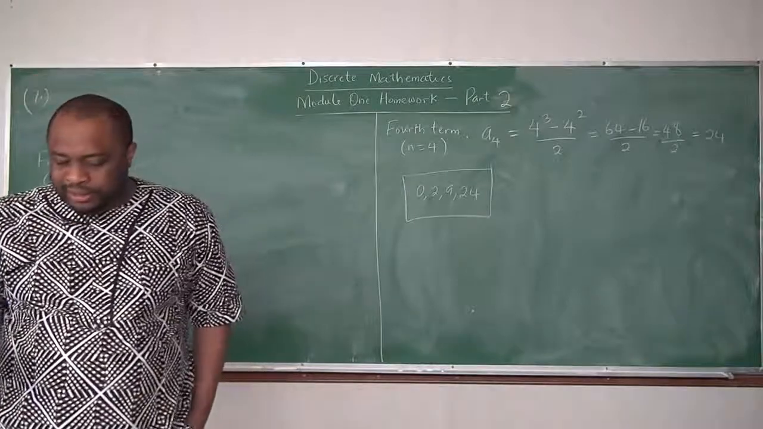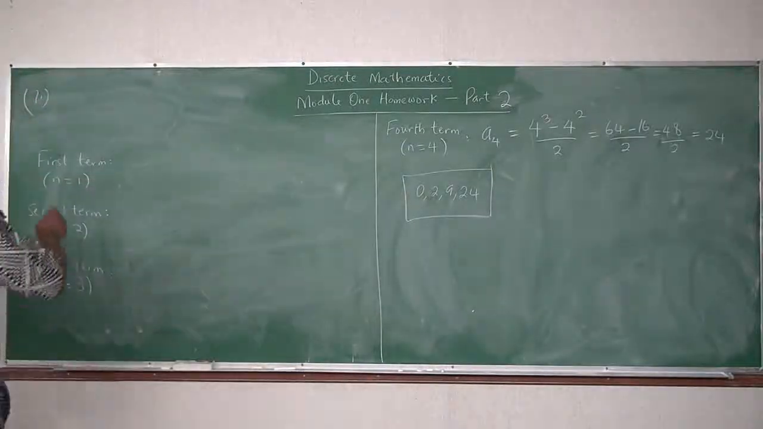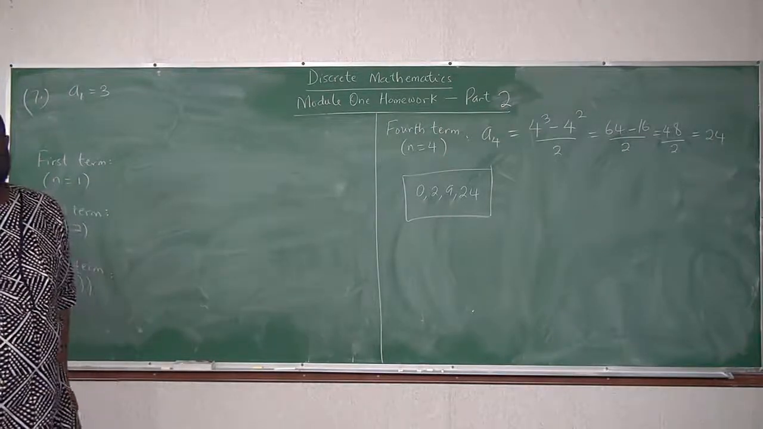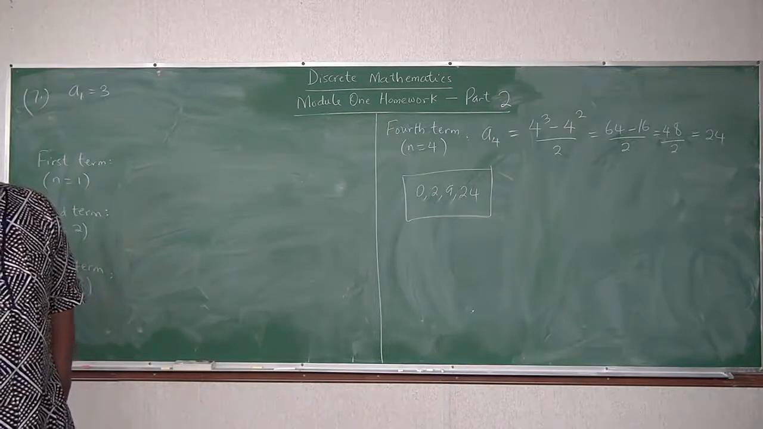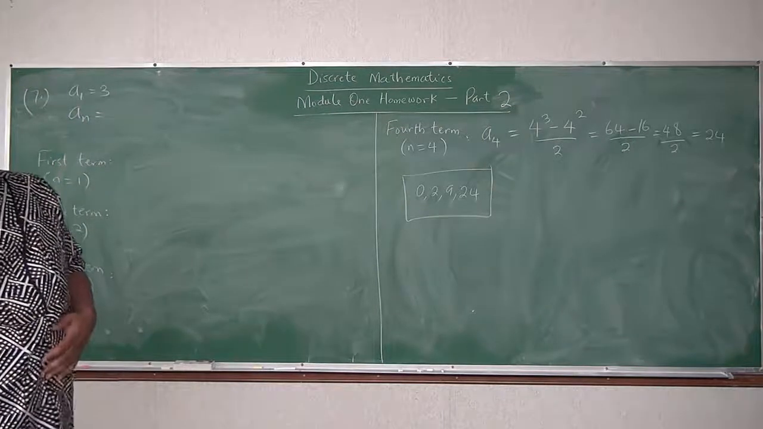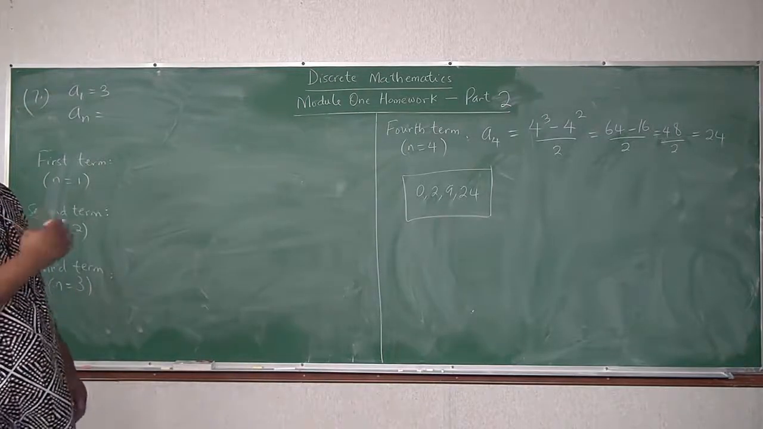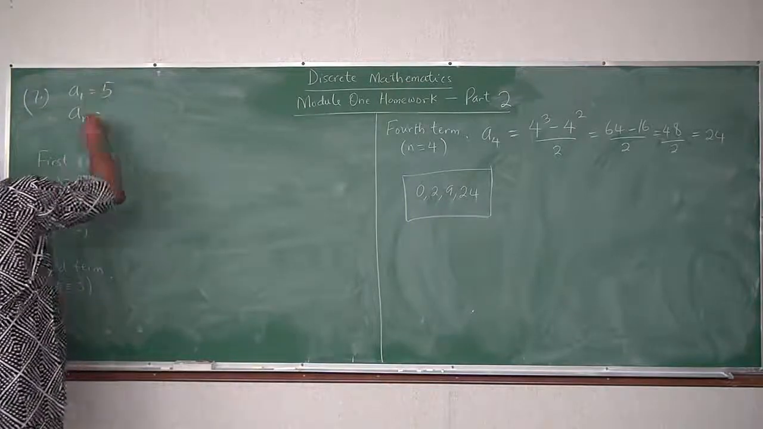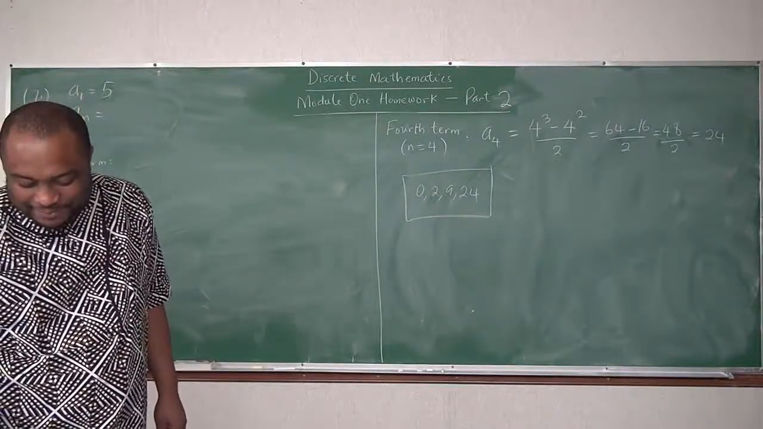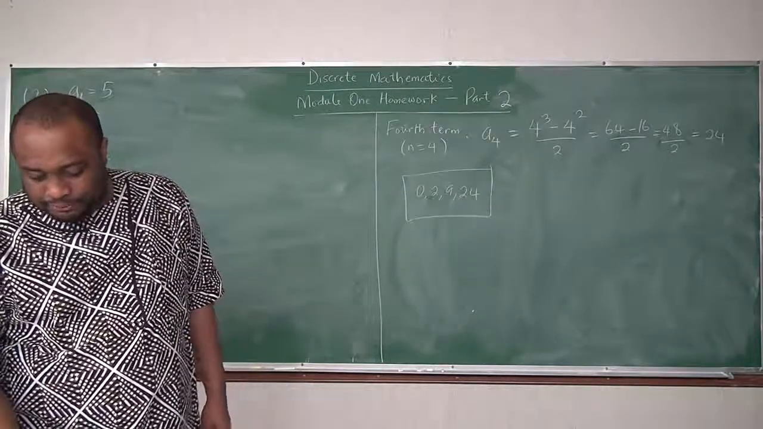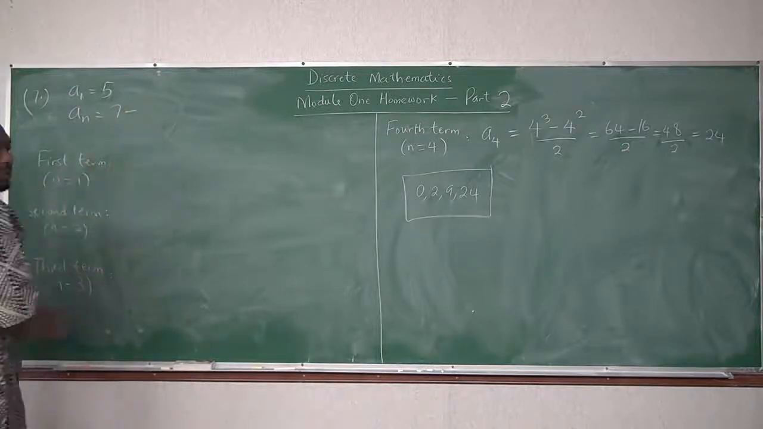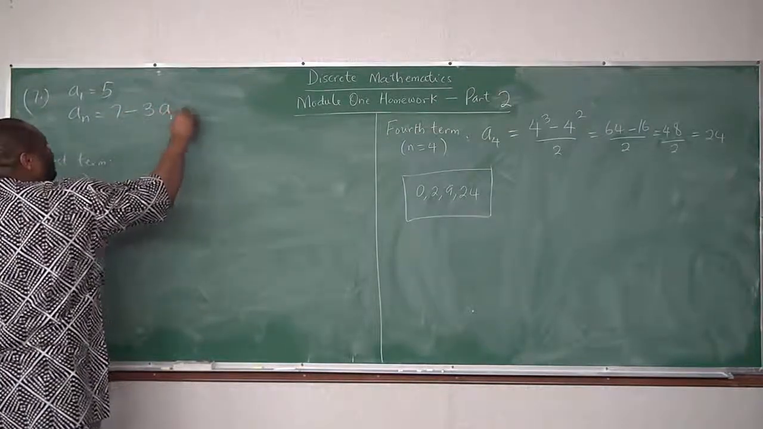Question 7 says, consider the sequence defined by, here they gave us the first term, A1 is 3, and A1 means the first term, A subscript 1, and then the nth term of the sequence, A subscript n. Okay, let me use my own example. I'm not going to use the exact question number, otherwise I'll get in trouble. A1 is 5, and the nth term of the sequence is 7 minus 3 times A n minus 1.